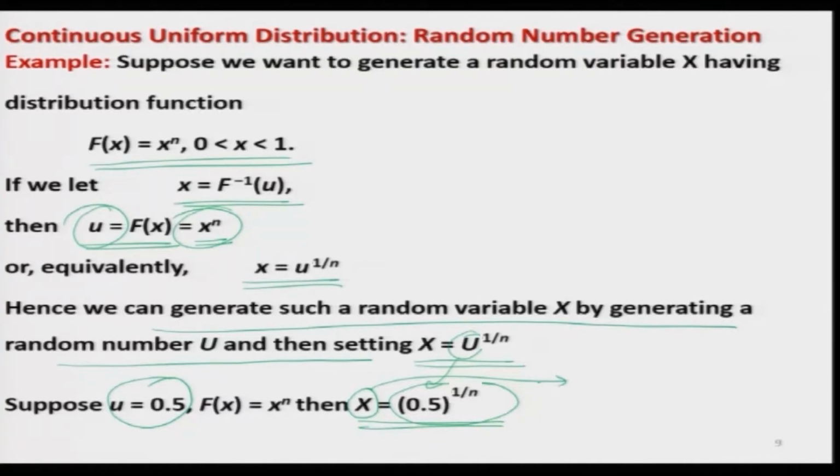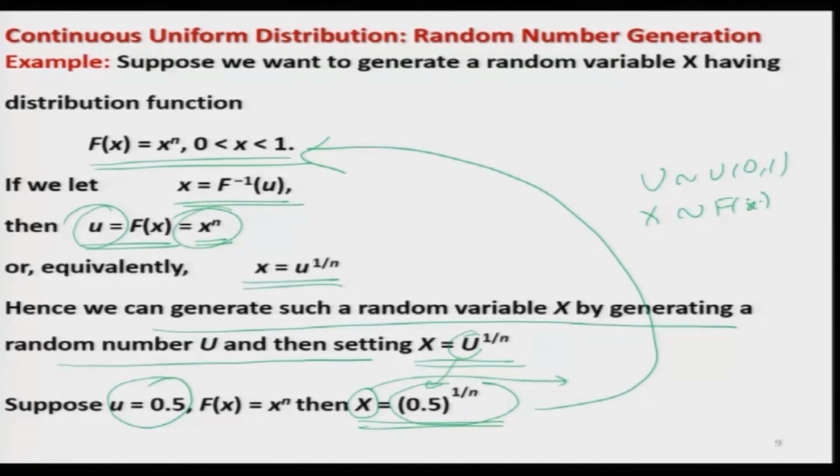So, this value will be treated as if it is generated from a distribution function, this one, f(x) equal to x raised to the power of n. So, u is coming from uniform 0 1, but x is coming from this f(x), right. So, that is the advantage.